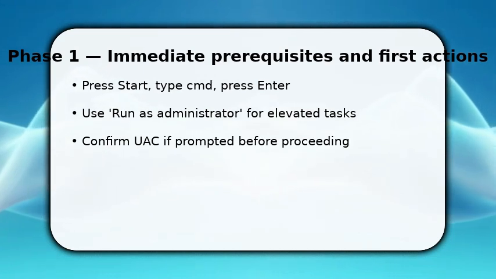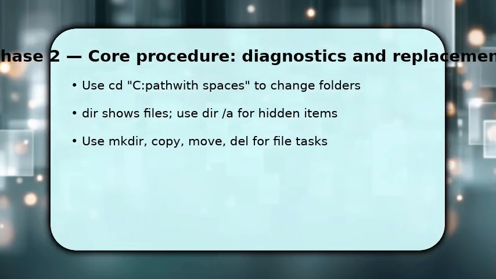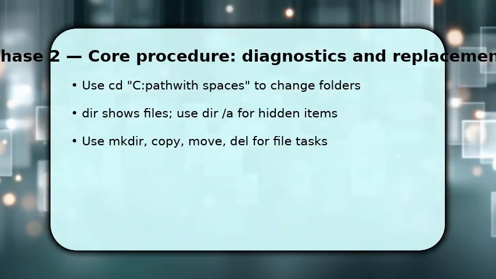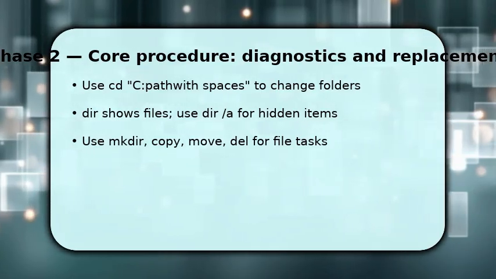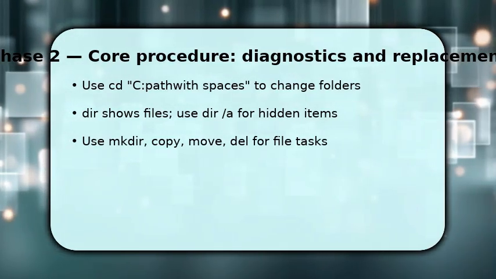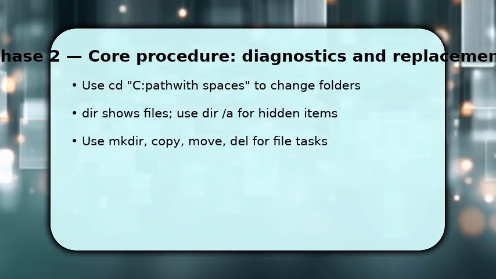You'll now move around and run core commands. Use cd /path/ with spaces to change directories and dir to list files; dir /a reveals hidden entries. For creating folders, type mkdir folder name. To copy files, use copy source destination, and move for renaming or relocating.